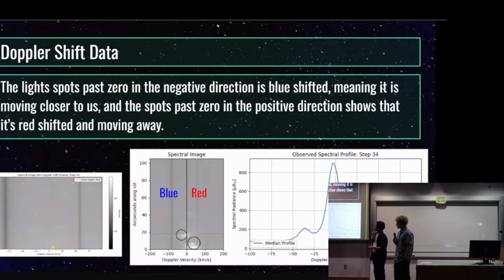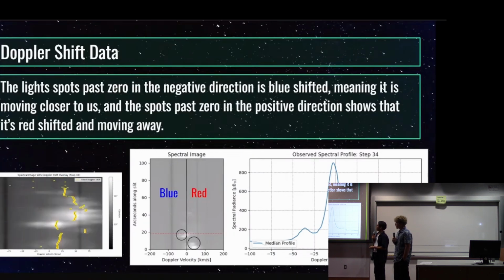This, our spectral image, we illustrated with blue on the left and red on the right to represent blue shift, the negative Doppler velocity, which means it's coming towards us, and red shift, the positive Doppler velocity, which means it's moving away from us. The figure on the right, measured by brightness over Doppler velocity, again shows most of the material here moving closer to us, meaning it's a little bluer.